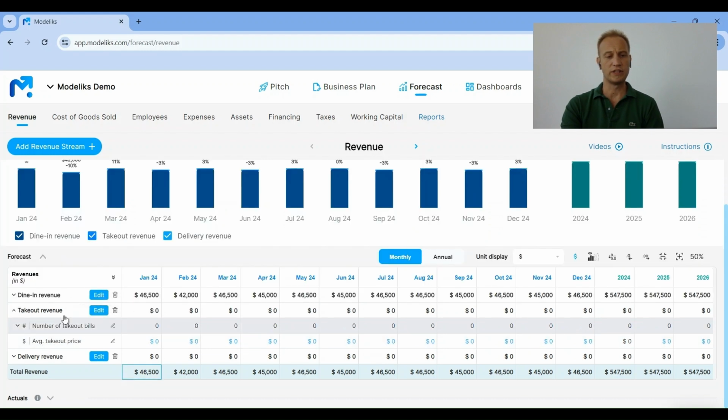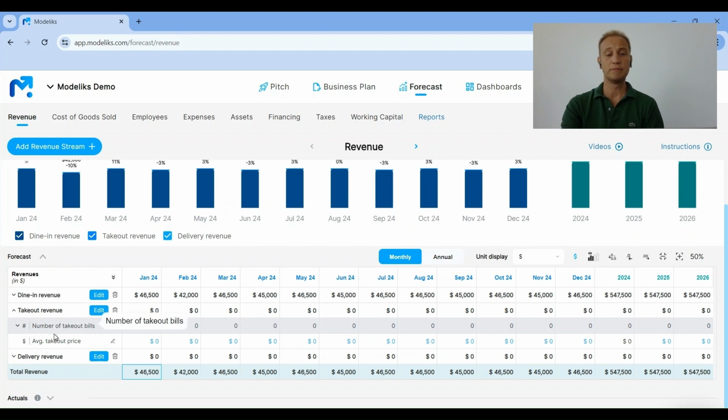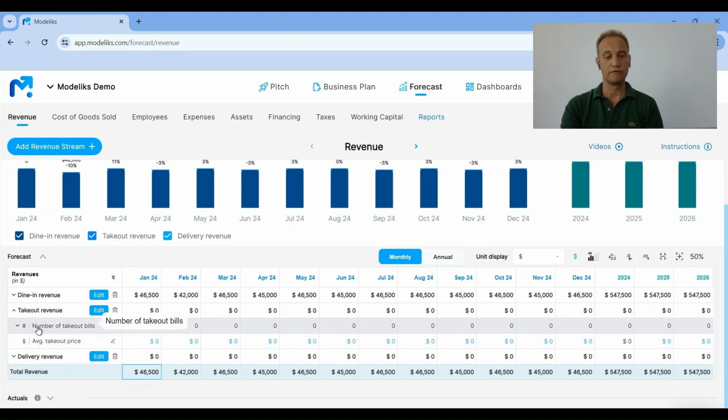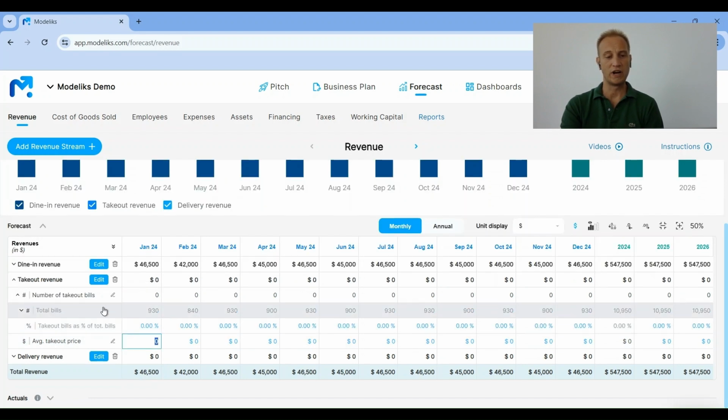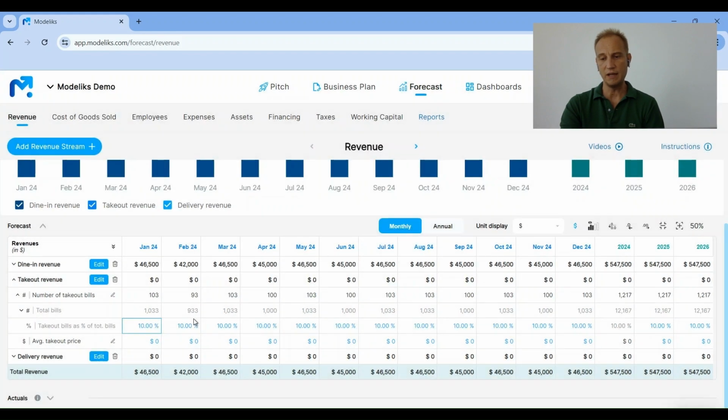In order to calculate our takeout revenue, we're going to multiply the number of takeout bills by the average takeout price. To calculate the number of takeout bills, we just need to provide one assumption, and that is the takeout bills as a percentage of the total bills for our restaurant. So let's assume that we expect about 10% of our clients to take out food. We use that 10% over time, and with that we have calculated the number of takeout bills.